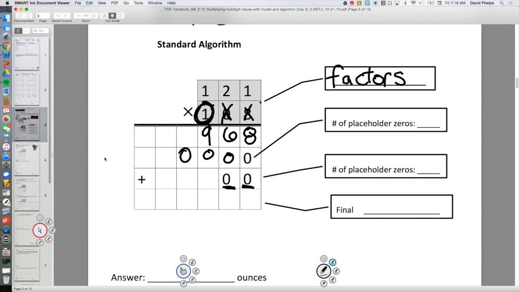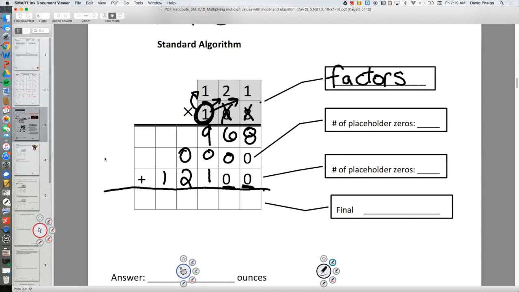All right, let's try the multiplication. 1 times 1 is 1. 1 times 2 is 2. And 1 times 1 is 1. So we have all of our values placed carefully underneath, and now we need to add them up. So let's draw our line.